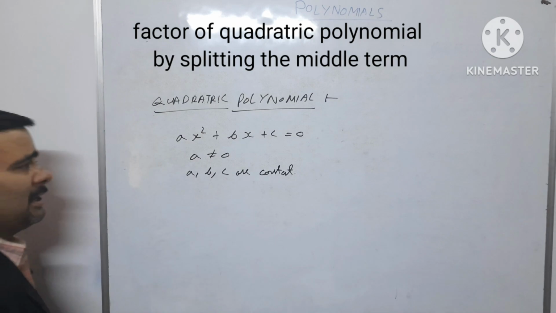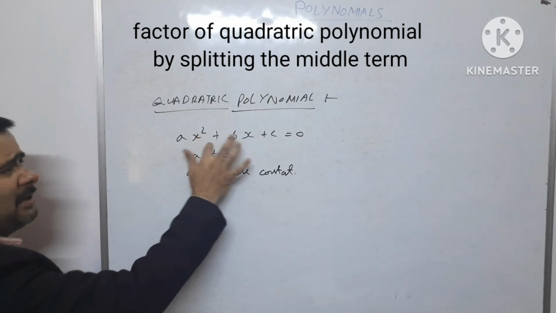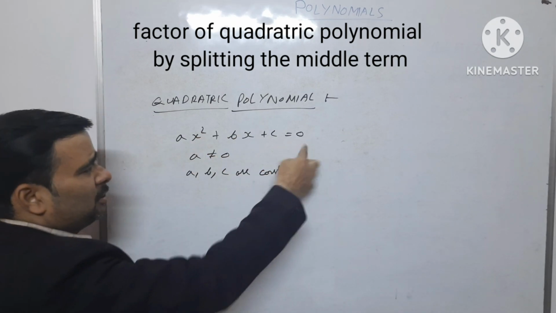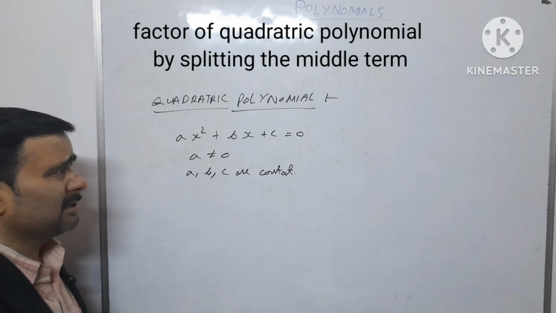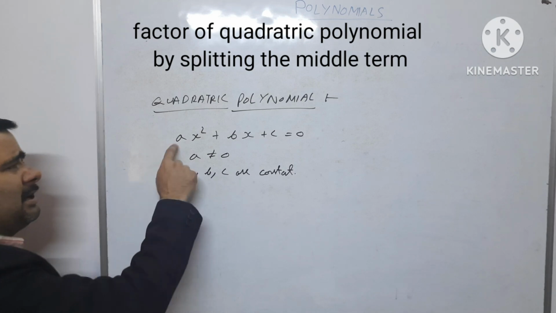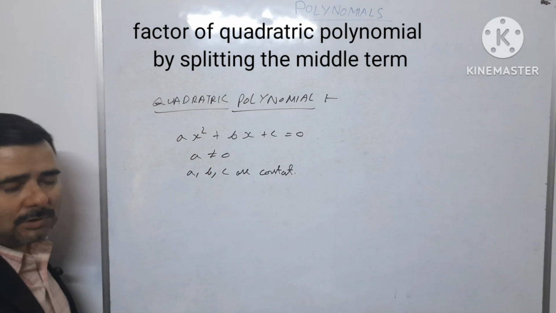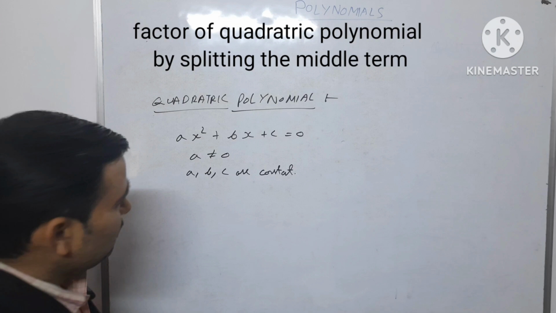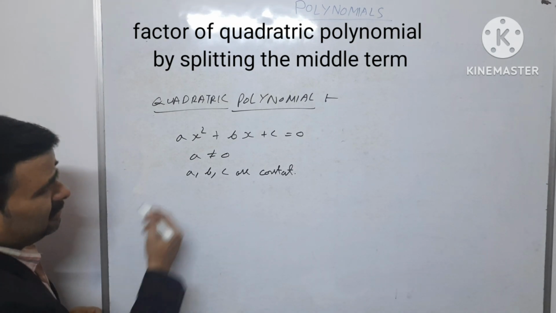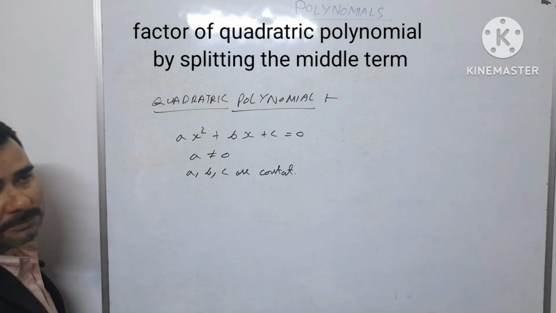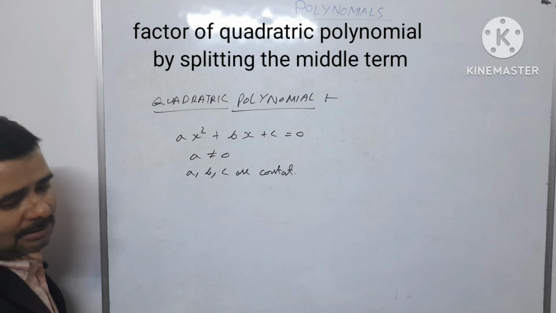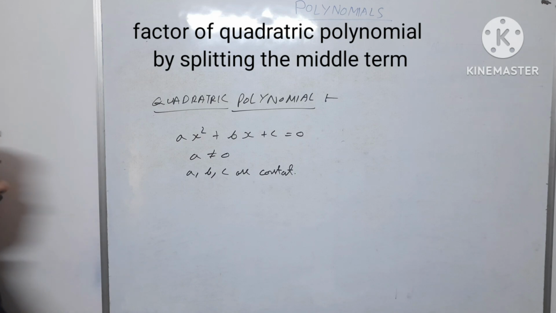So if we have any equation that can be written in the form of ax square plus bx plus c is equal to 0, where a is not equal to 0 and a, b, c are constant terms, that is known as a quadratic polynomial, and here we have maximum degree 2, so that's why this is a quadratic polynomial. Now, as I told you, we are trying to factor a quadratic polynomial by the splitting method, or splitting the middle term.